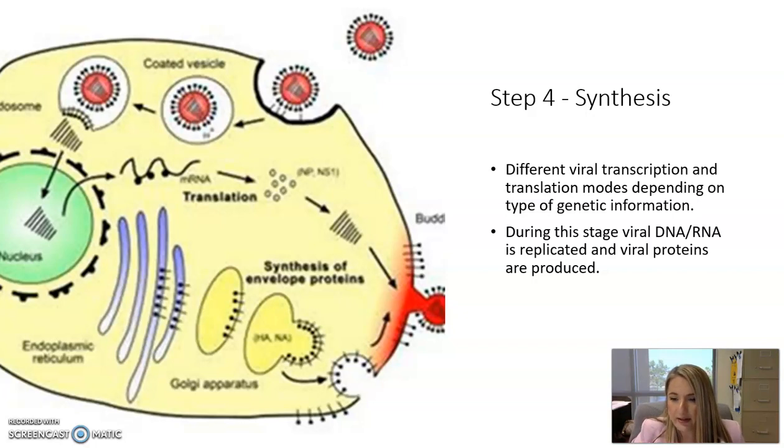But the primary thing that is happening during the synthesis stage is the host cell is now synthesizing the parts of the virus. So it's producing more DNA or RNA, depending on what type of virus we're talking about, and more viral proteins.